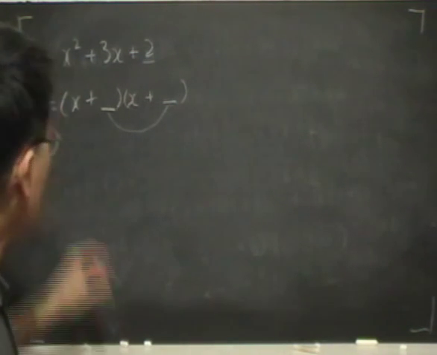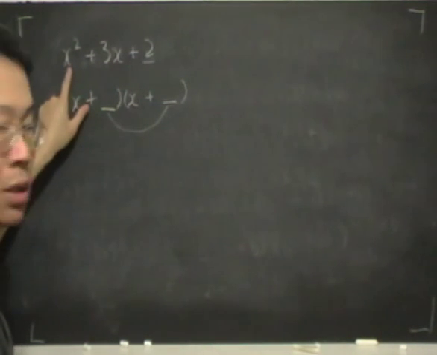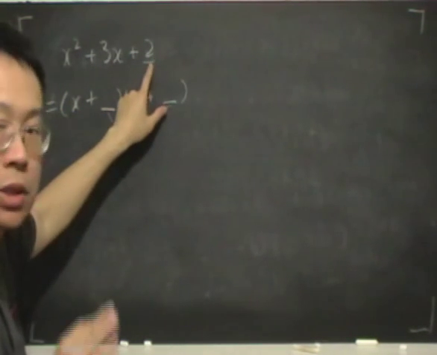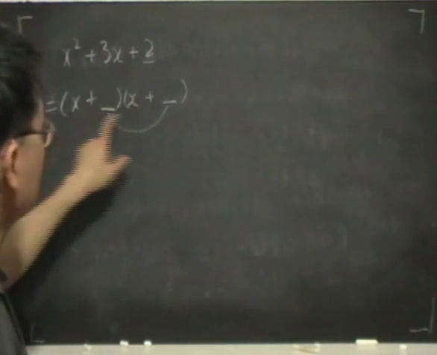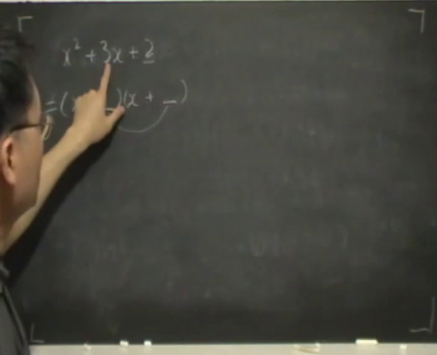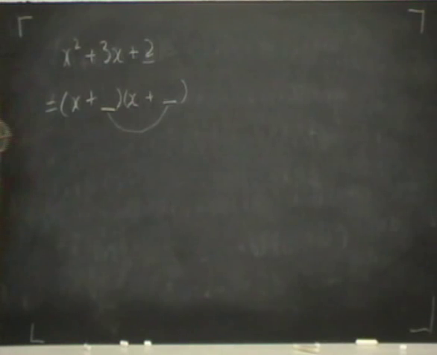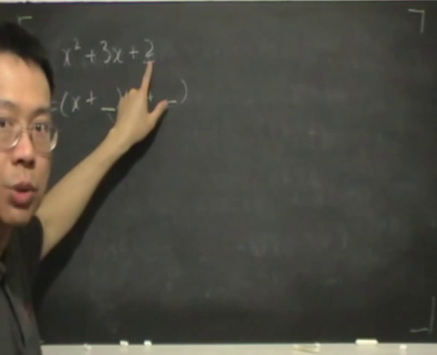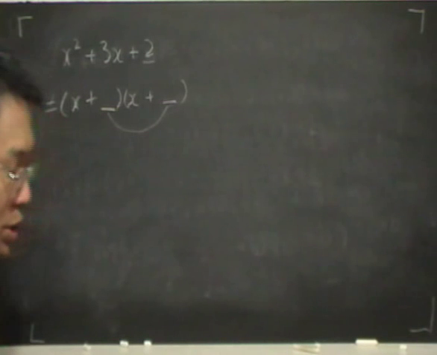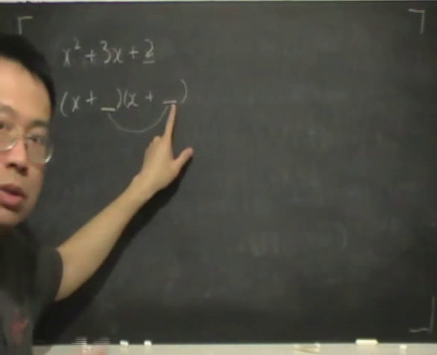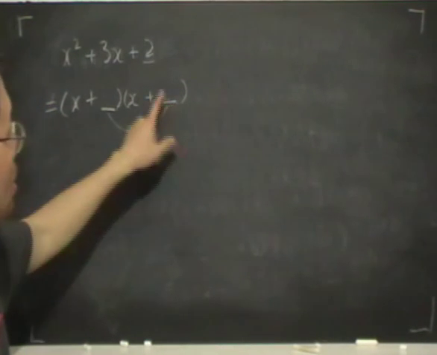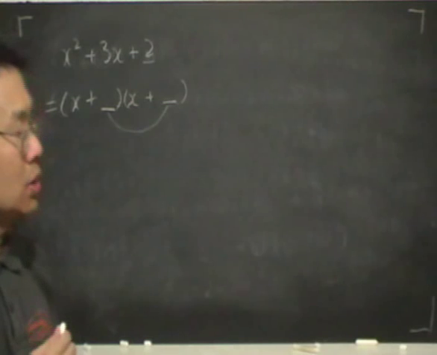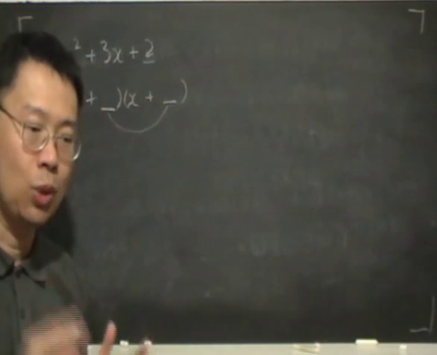For example, if you take x times x, you will get x squared. And if you take number times number, you would just get the number. But of course, if you take x times a number, you would get something like that. So the number times the number in the brackets must give you the number in the quadratic expression. So this number times this number, in this case, must be equal to 2.